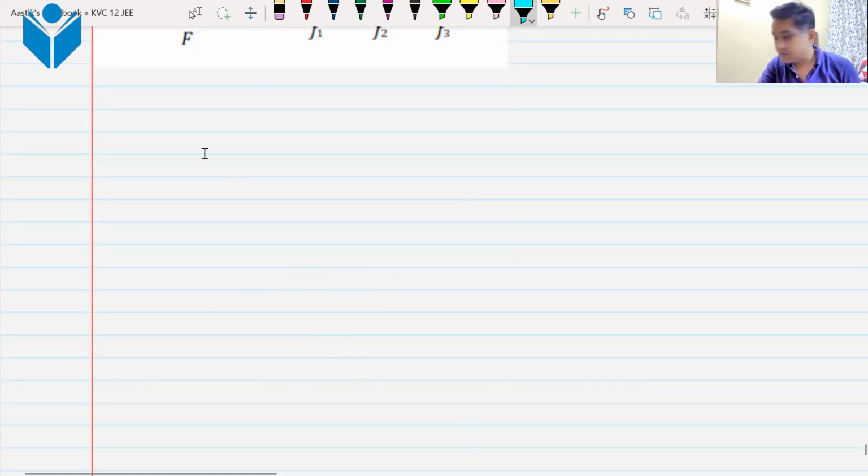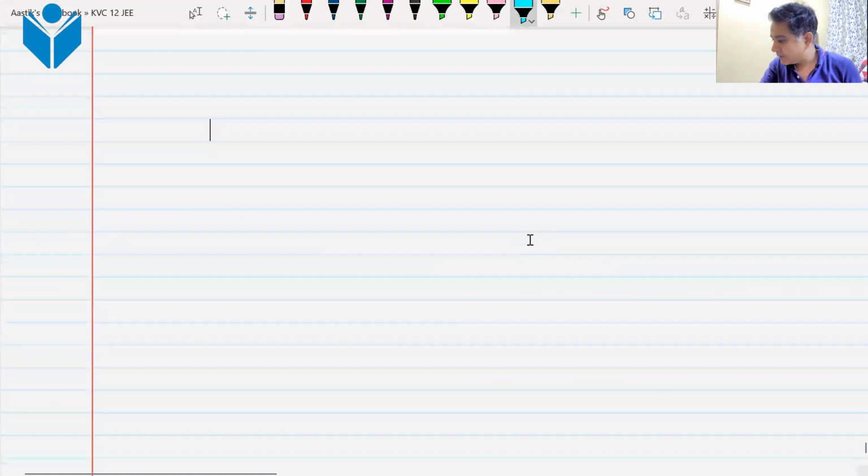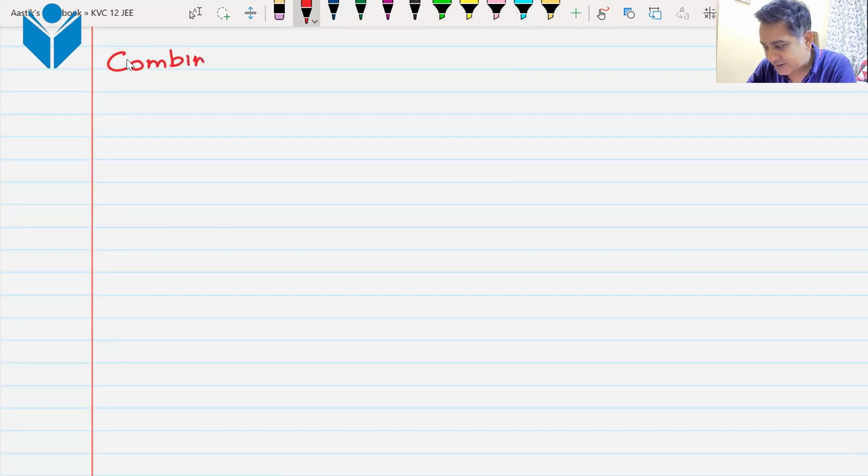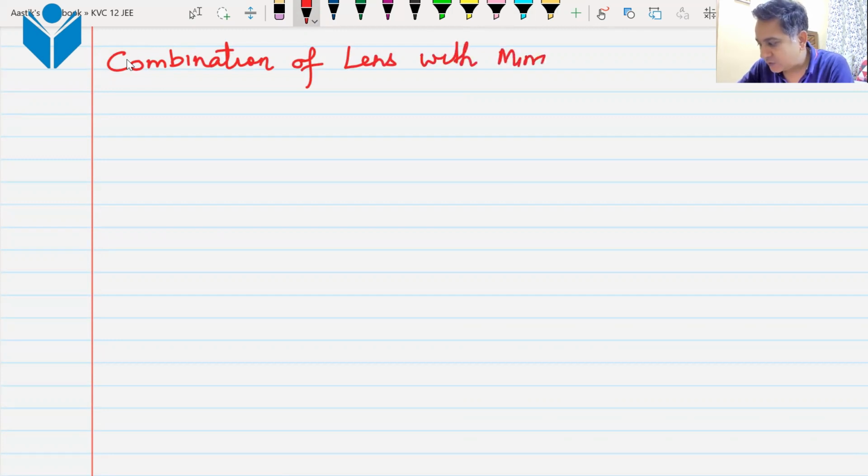What has happened here? Why is it not moving forward? Okay. Combination of lens with a mirror. Something is not right here. Okay. Combination of a lens with a mirror. That is the next heading that we shall write. Combination of lens with a mirror.